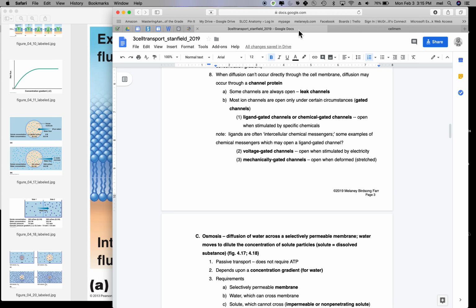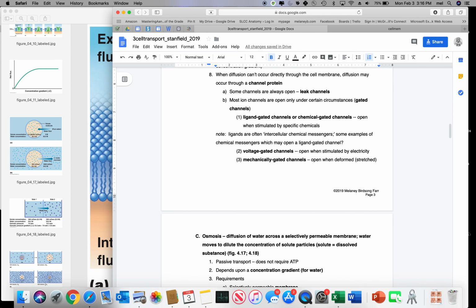But then there are three other types of channels that we're going to run into this semester. And we're going to run into these two a lot. And these two are called ligand-gated ion channels, also sometimes called chemical-gated channels. And they have two different states.